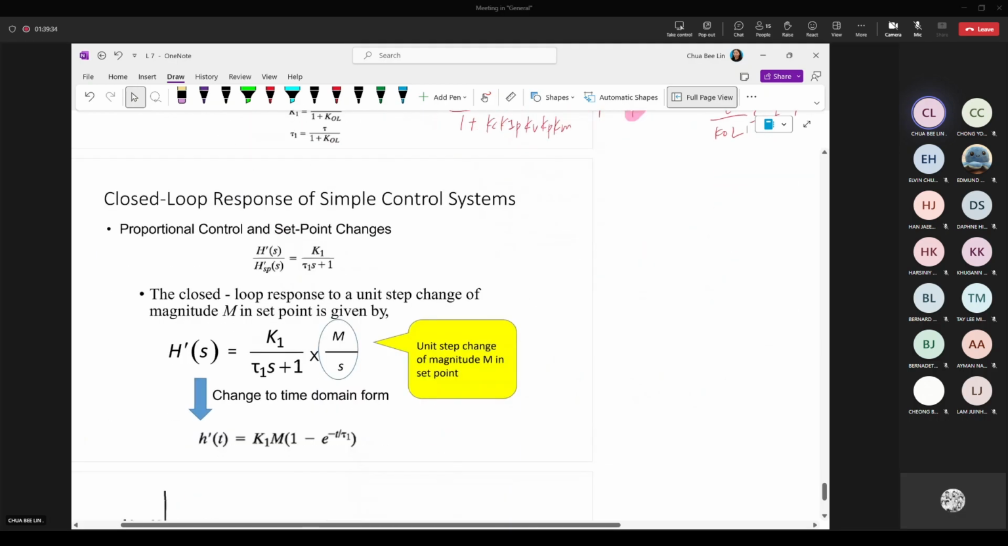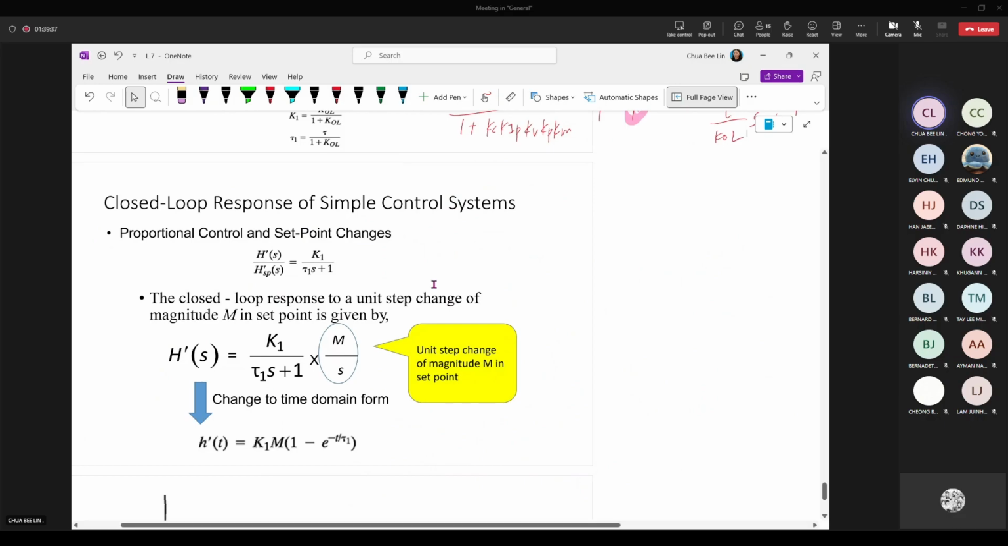The one I need to highlight over here is, when a set point is given, they will mention a unit step change. Okay, unit step change means you'll be having M equivalent to 1. If it's just a step change, then you will be having a magnitude of M. Okay, so if let's say this is introduced to the HSP, you will multiply or move this term to the right.